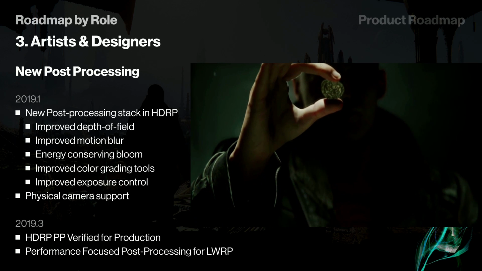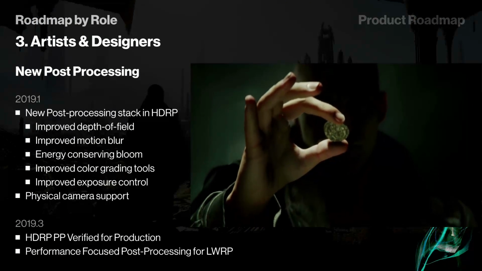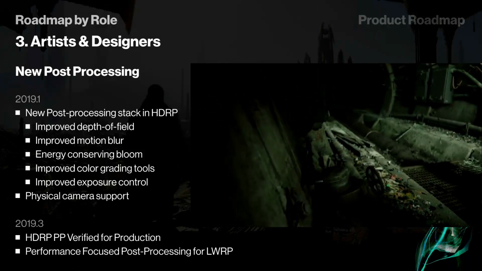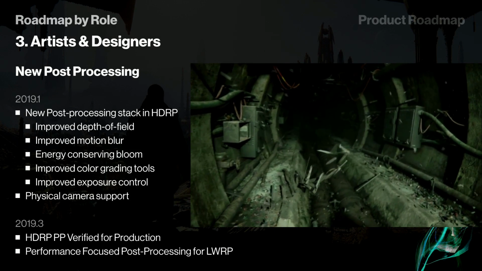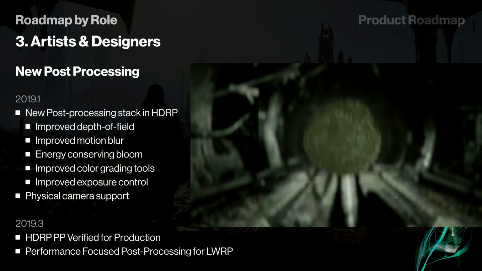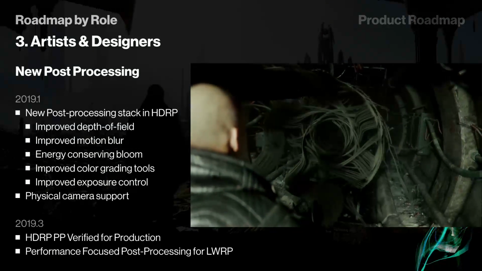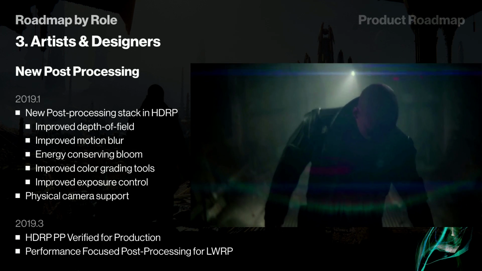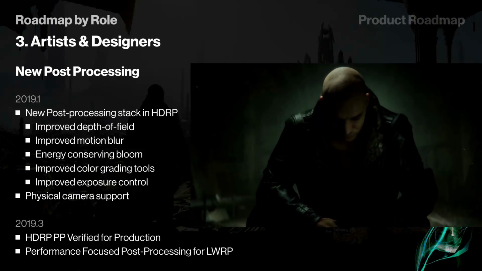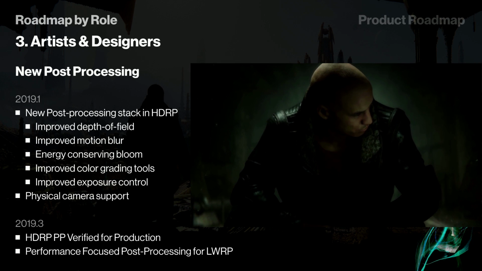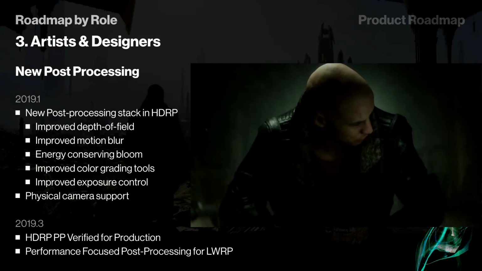New post-processing. If you haven't seen The Heretic, watch The Heretic. We revealed it in the keynote yesterday. This is just a small clip from it. It is showing off some very awesome things: we've got the depth of field, we've got the motion blur. This has energy conserving bloom. Another nice thing is the improved auto exposure, because if you want to have bright brights and dark darks, you don't want to flash everything out. There's physical camera support. Then in 2019.3, HDRP post-processing will be ready for preview.